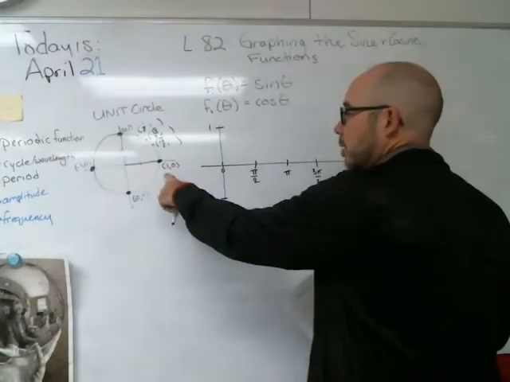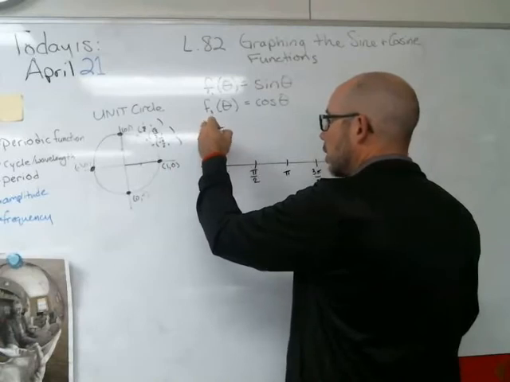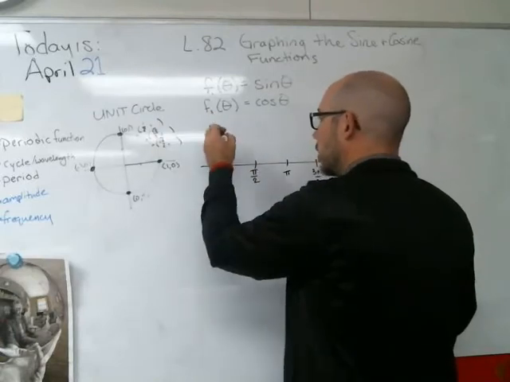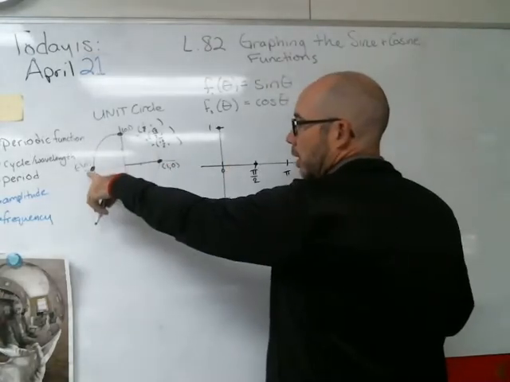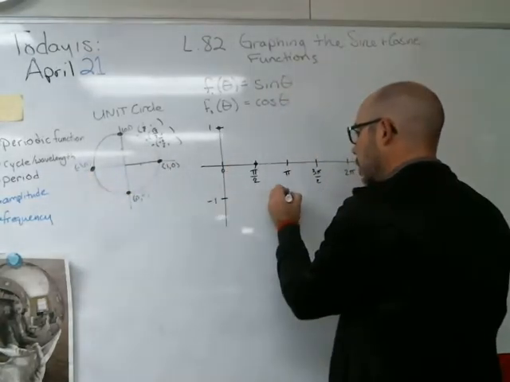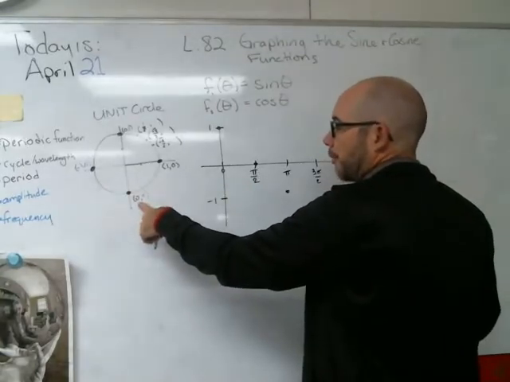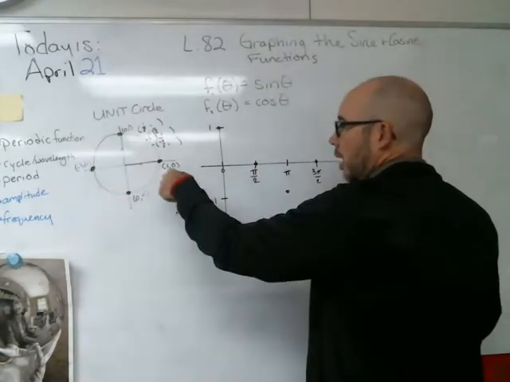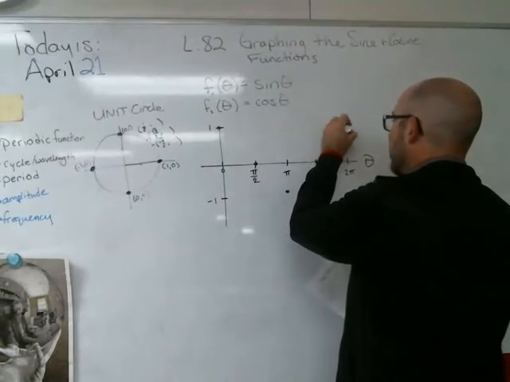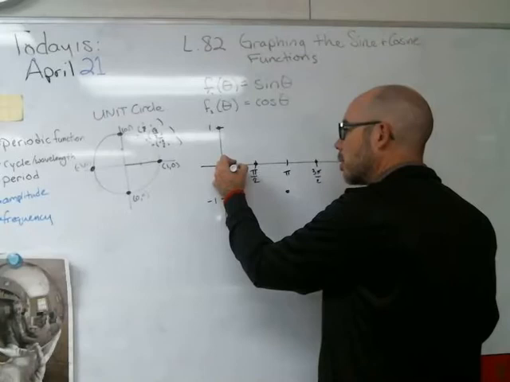So, at our starting place, the cosine's value is 1. And then when we're at the top of the circle, it is decreased to 0. And then when it gets over here, its value is -1. When we get down here to 270 degrees, or 3 pi over 2, its value is back to 0. And when we get to 2 pi, it's back to 1.